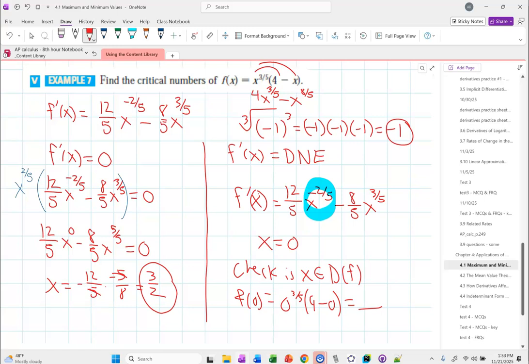What's 0 to the 3/5? 0. What's 0 times 4 minus 0? 0. Is that an answer? Yes. So what that tells me is that 0 is in the domain for f, but it's not in the domain for f prime. That's what I needed. So this is a critical number, right? If 0 was not in the domain of f, then it can't be a critical number for us because it has to be in the domain of f.